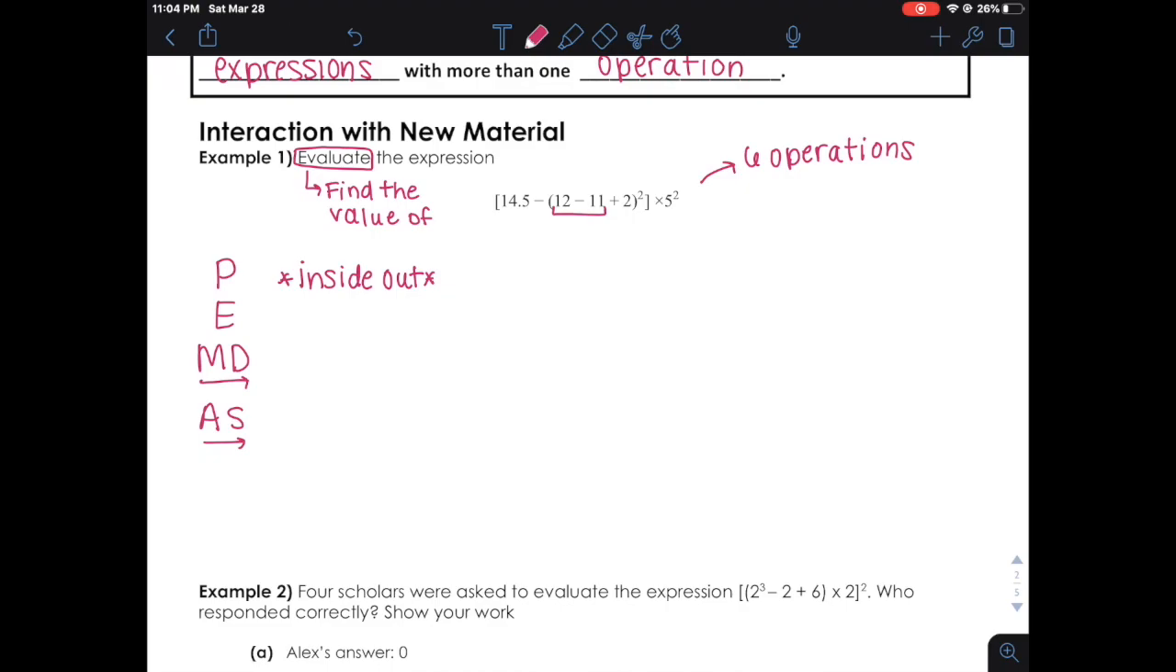Notice I'm underlining the step that I'm working on. It's super important so we can keep track of our work and know what's going on. So let's go ahead and solve. 12 minus 11 is 1. So I make one change, and then I'm going to go ahead and copy everything else down. I think I'm going to change colors as I go with each step.